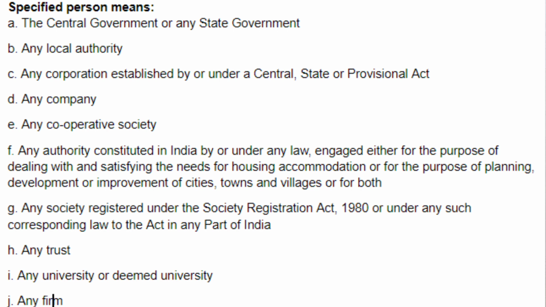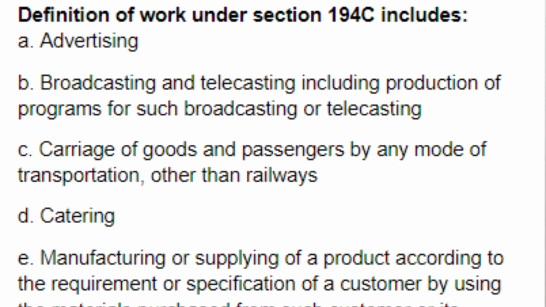Next, let us look at the list of specified persons. Specified persons who have to deduct tax will include central government, local authority, state government, any corporation, including any cooperative or a company. It will also include a society or a trust and a partnership firm or an LLP and an individual or HUF where their turnover has exceeded 1 crore, or 50 lakhs in the case of a profession. Section 194C applies only where the payments are due for carrying out any type of work under a contract. So let us understand the definition of work under Section 194C.